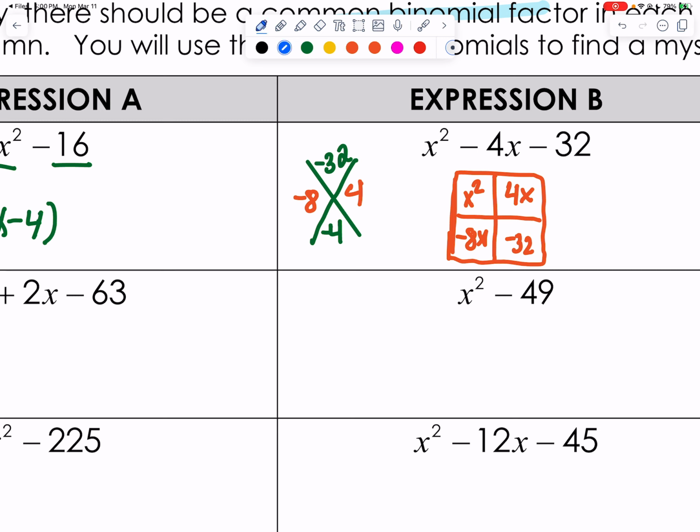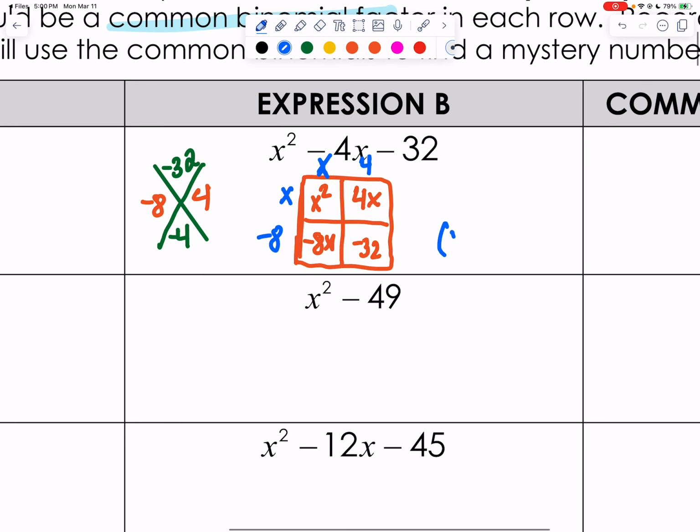This is going to give me x. The GCF of x squared and negative 8x is x. The GCF of 4x and negative 32 is 4. The GCF of x squared and 4x is going to be x. And then the GCF of negative 8x and negative 32 is negative 8. So this right here is going to give us x plus 4 and x minus 8. Remember to check your work by multiplying back in so that we know that it works.